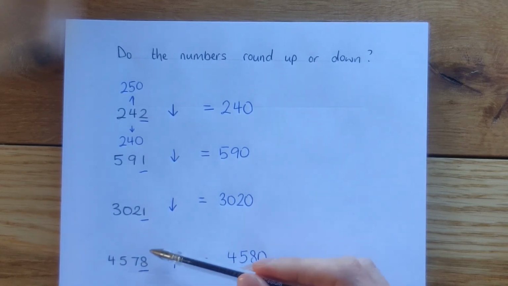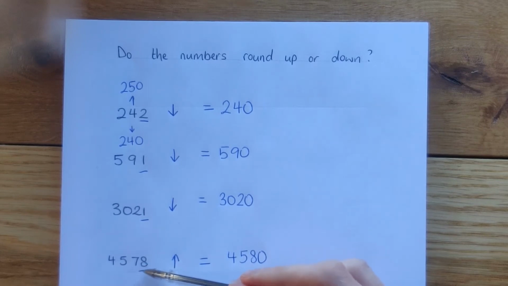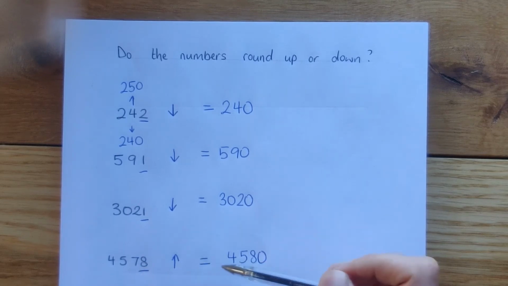Because it's above that 5, it's above the halfway point between 4,570 and 4,580, so we're going to go up to 4,580.